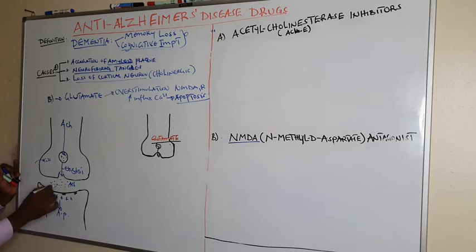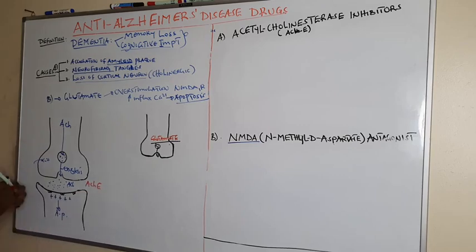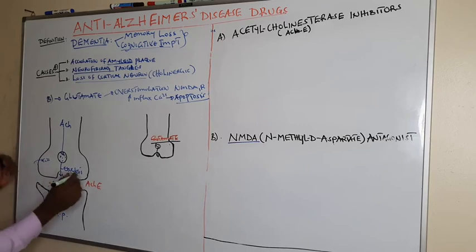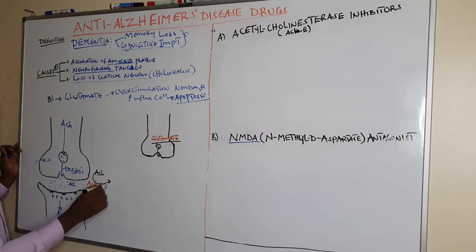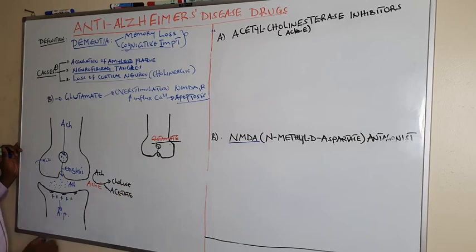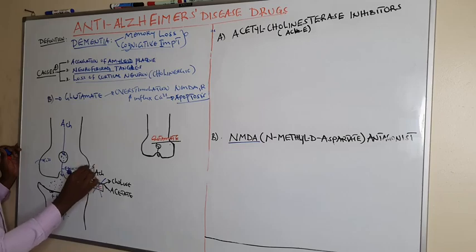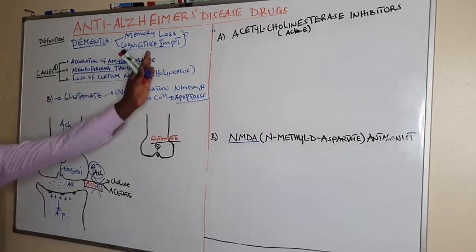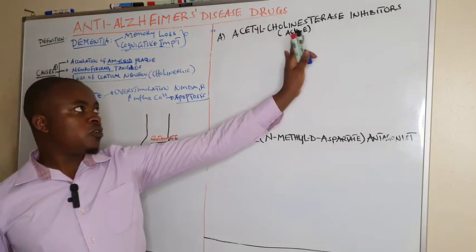But this is short-lived due to the presence of an enzyme known as acetylcholinesterase. This enzyme degrades or metabolizes acetylcholine in the synaptic cleft, breaking it down into two components, choline and acetate. That is what the enzyme acetylcholinesterase does. So if we can get drugs that inhibit the action of this enzyme, we can prolong or increase the neurotransmission of acetylcholine within the cerebral cortex, hence preventing memory loss and cognitive impairment. That is one category of drugs we are going to discuss here: acetylcholinesterase inhibitors.